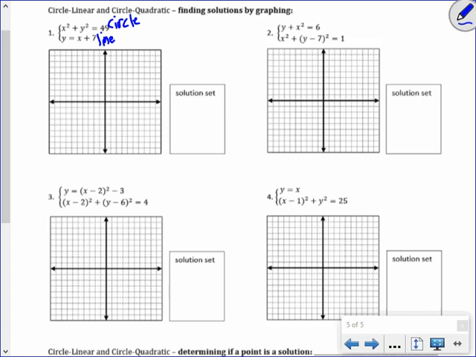Is it absolute value? Is it a linear equation? Is it quadratic? So it would create a parabola. That is something you guys need to be able to do just by looking at the equation. Alright, so let's graph the circle first.